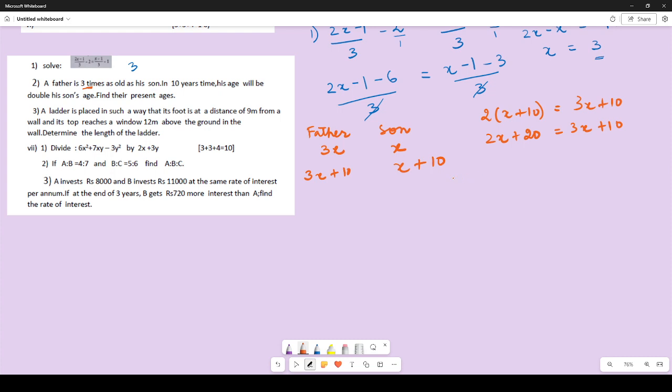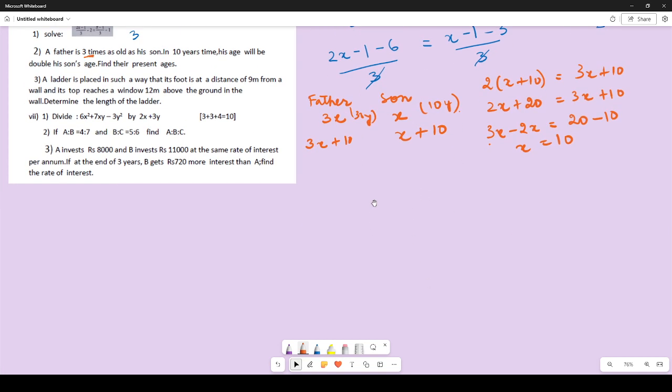Now we move the x's to one side and the numbers to the other side. So we have 3x minus 2x is equal to 20 minus 10. So we're taking the 2x to this side and we're bringing the 10 to this side. I've just flipped the sides. So we have x is equal to 10. So that means the son is 10 years old and the father is 3 times, that is 30 years old. Simple. Now let us move to the next question, which is a ladder.